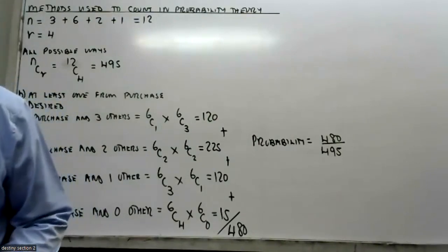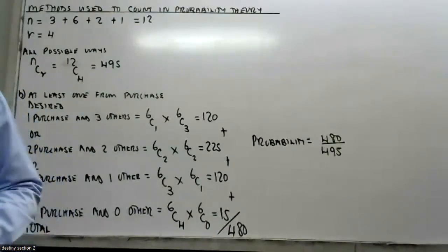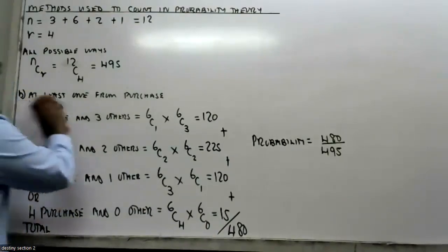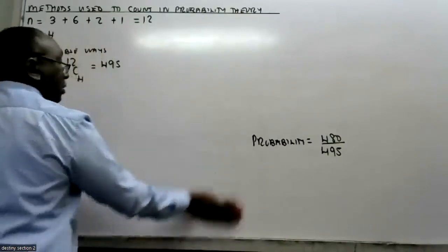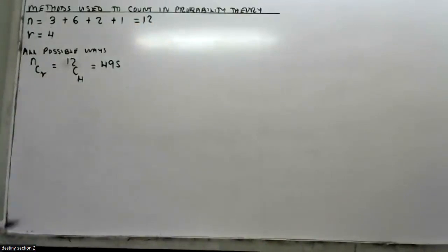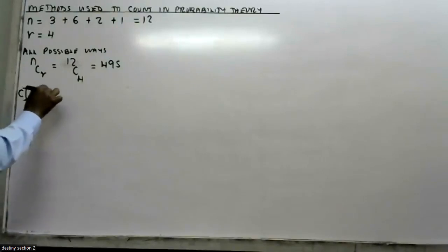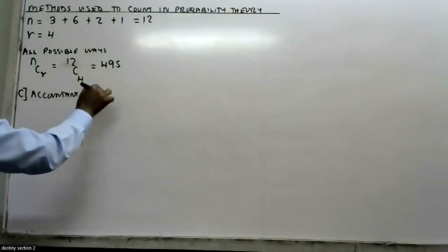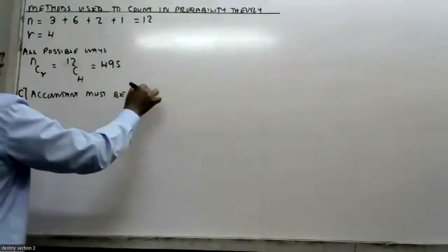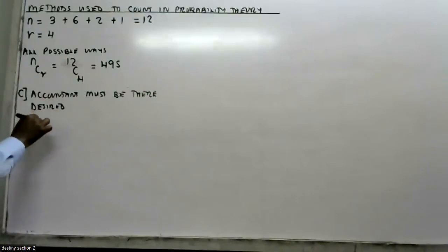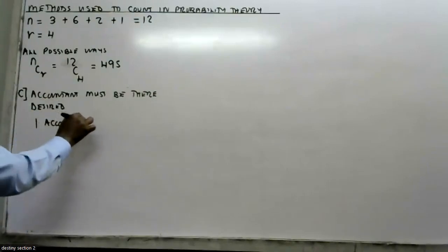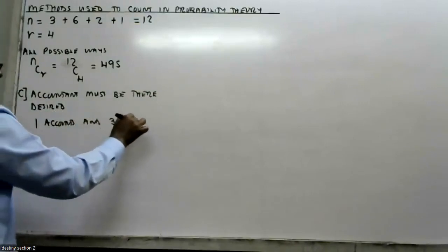The next one is the chartered accountant must be in the committee. So if the chartered accountant must be there, what are the possibilities? So we are looking at the accountant must be there. Then our desire is 1 accountant and 3 others.